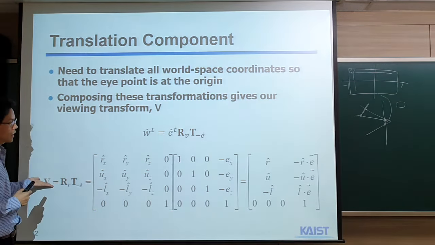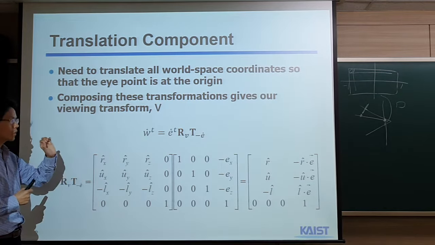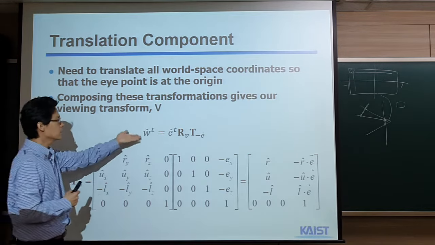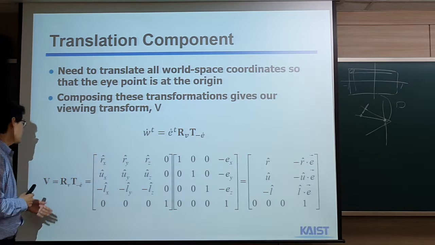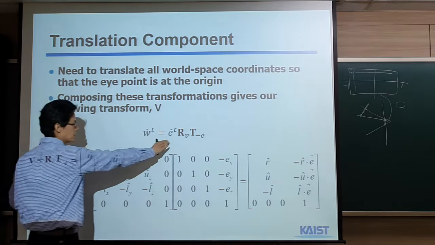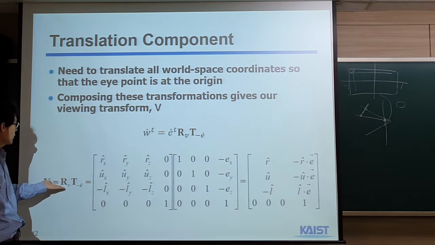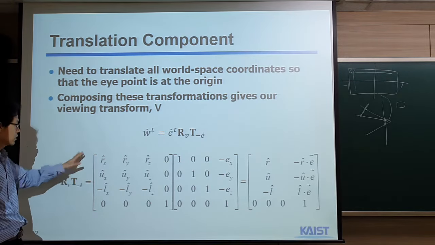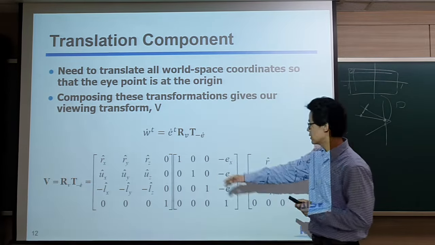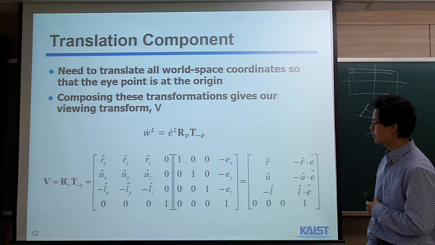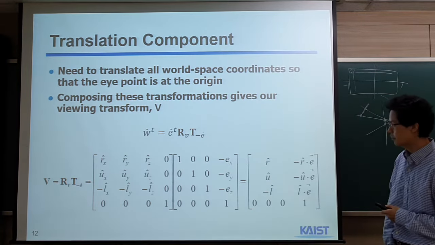Basically, viewing transformation is nothing but transforming the coordinate defined in the world space into this camera space, this I space. So as a result, V is this part, the viewing transformation, and we already defined R_V and its transpose. Then we can have this one, and if you do this matrix multiplication, you can get this kind of shape.